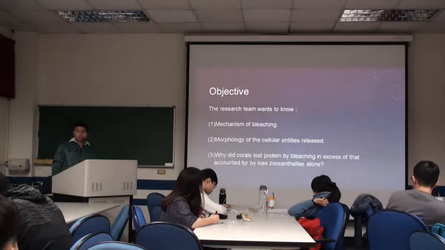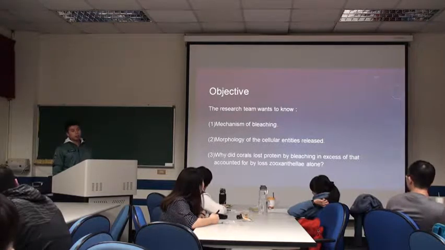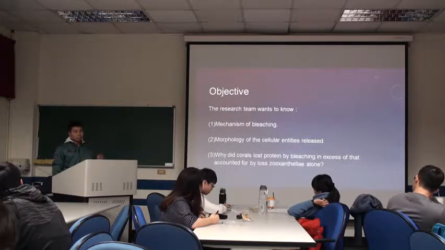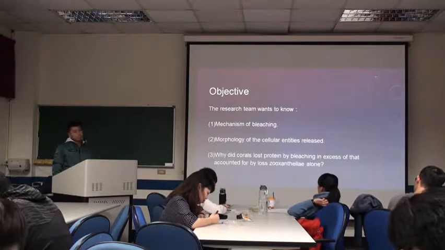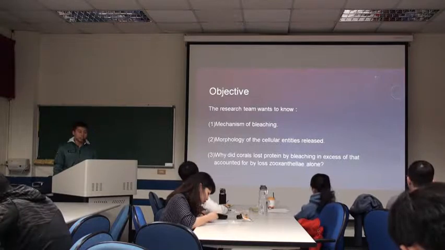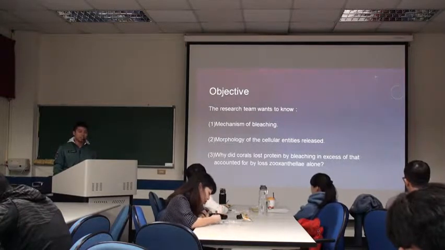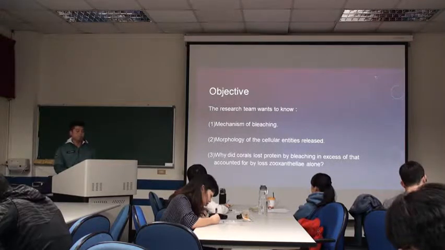Our objective, we want to know, first, the mechanism of bleaching; second, the morphology of cellular entities released; third, why did coral lose protein by bleaching in excess of that accounted for by zooxanthellae alone?